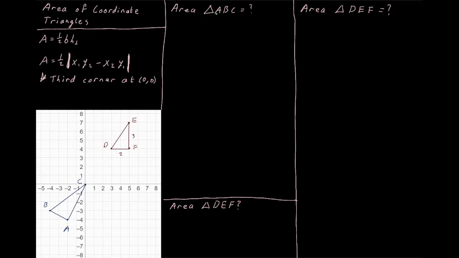So let's get into using our formula. We have the area of the triangle ABC. So my first job is to write down the coordinates of A, B, and C. So A is at in the door minus 2, down the stairs minus 4. B is going to be at in the door minus 4, down the stairs minus 3. And C is just at the origin. So this one's a nice one. We already have this criteria met. We already have one of our corners sitting at 0, 0.